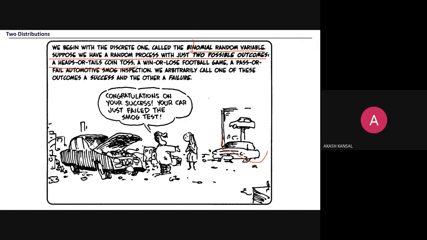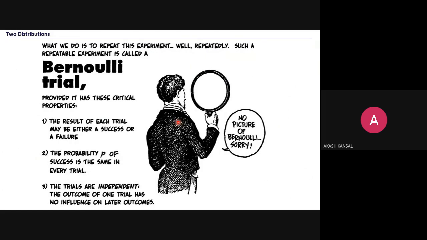Okay, so this is just an example of a scrap dealer saying that your car has passed the smog test, which is actually a success for her. If it has failed the smog test, it won't be scrapped. So we link it with what we call Bernoulli trials.